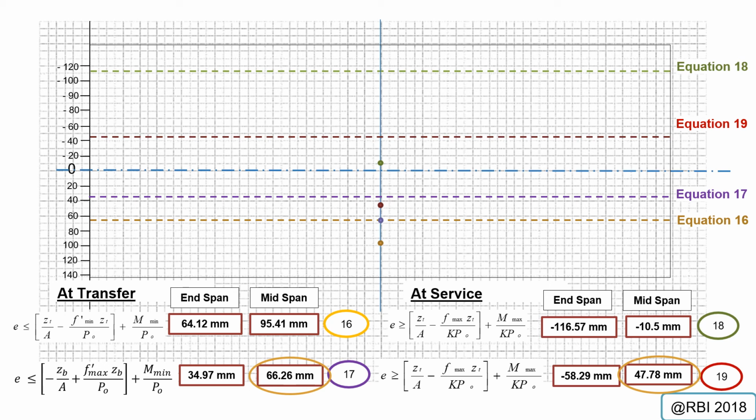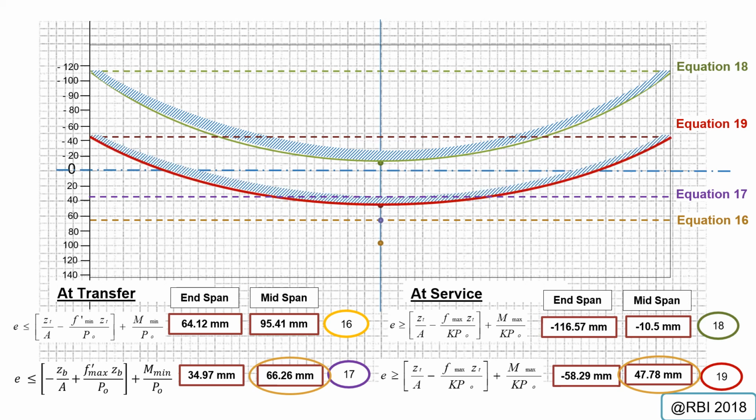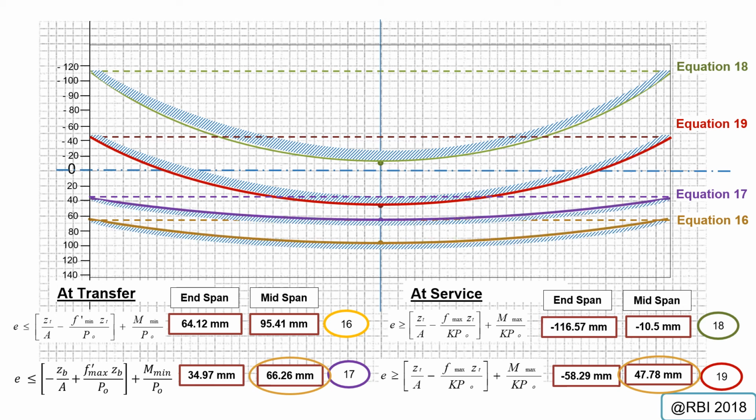Once you have the four dots representing all four equations, you start to draw a curve, connecting from the end span, passing through the midspan dot, and then you continue to draw it to the other end of the beam. So you will get a curve there. The green line represents equation 18, the red curve represents equation 19, the purple one equation 17, and the yellow one equation 16. So you have four lines representing four inequalities equations for this tendon profile.